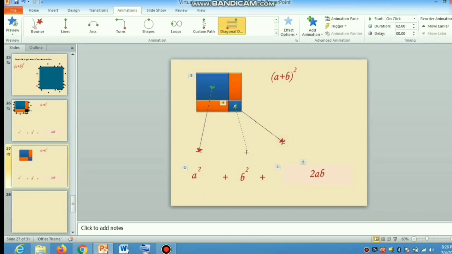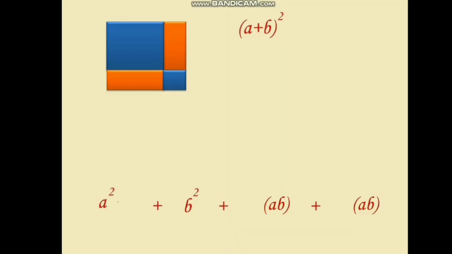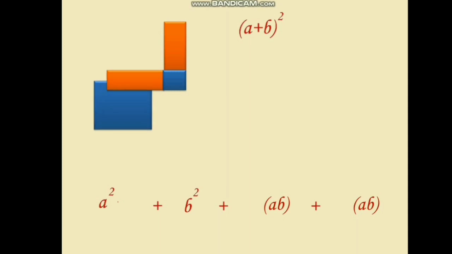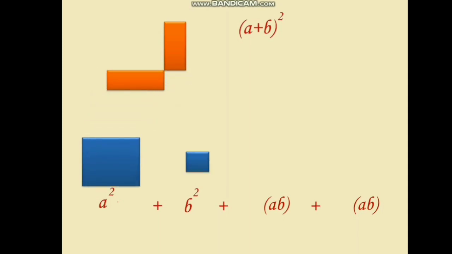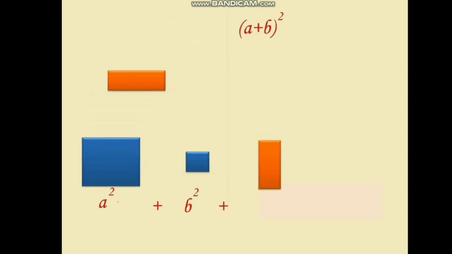Similarly, I will select the orange part, add the animation, customize the place where I want to bring them, and this way the whole thing will be done. Let's see the slideshow of the same. So that's a square, square with b side, so b square, two rectangles with ab side, that makes it 2ab, and this is how it's done.